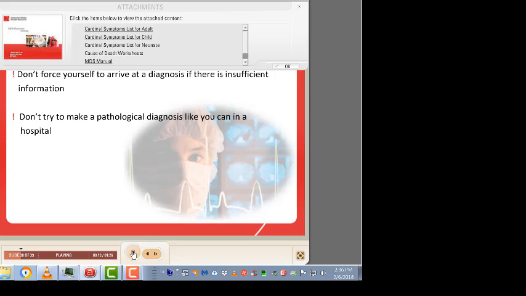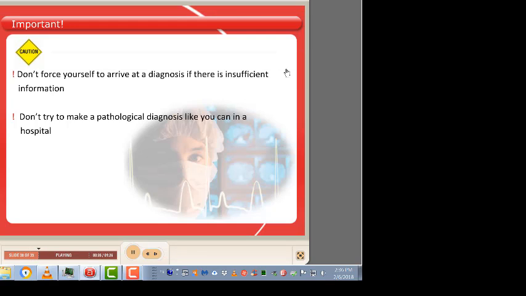Don't force yourself to arrive at a diagnosis if there is insufficient information. Don't try to make a pathological diagnosis, that is, trying to specify a particular type of myocardial infarction. It is very difficult from the RIME report to do so. Moreover, while such pathological diagnosis is appropriate for clinical and hospital care, getting right the overall categories of causes of death is far more important for public health.